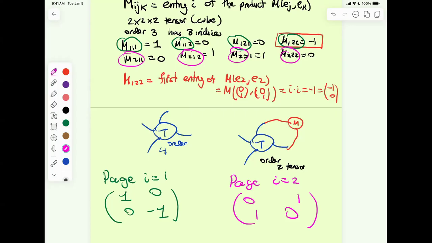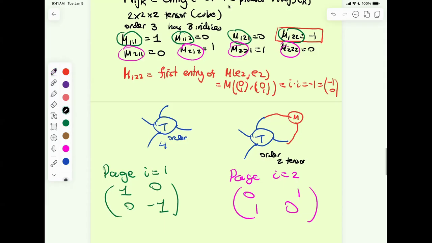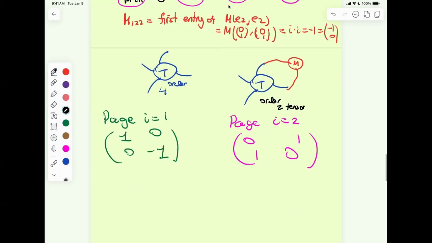Okay. And then we can ask, for example, what is the rank of this tensor, right? So then the question becomes, what is the rank of the tensor M? Okay, so the next question is, what is the rank of the tensor M?